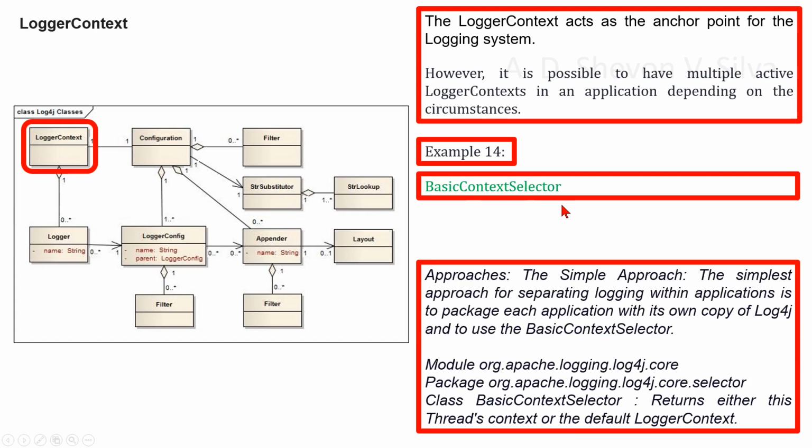Now we are considering the simple approach in approaches. The simplest approach for separating logging within an application is to package each application with its own copy of Log4j and to use the basic context selector. The class BasicContextSelector in package org.apache.logging.log4j.core.selector in module org.apache.logging.log4j.core returns either this thread context or the default logger context.